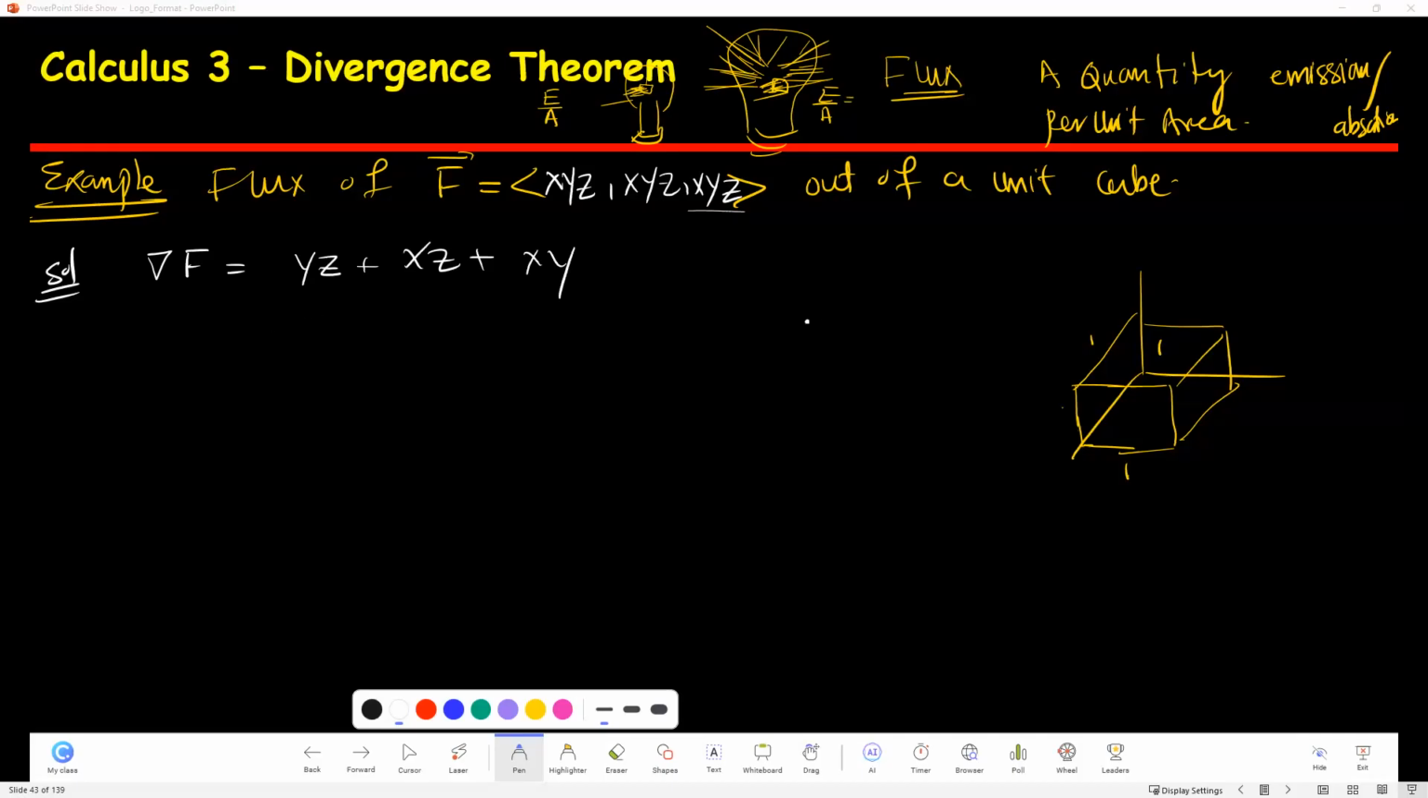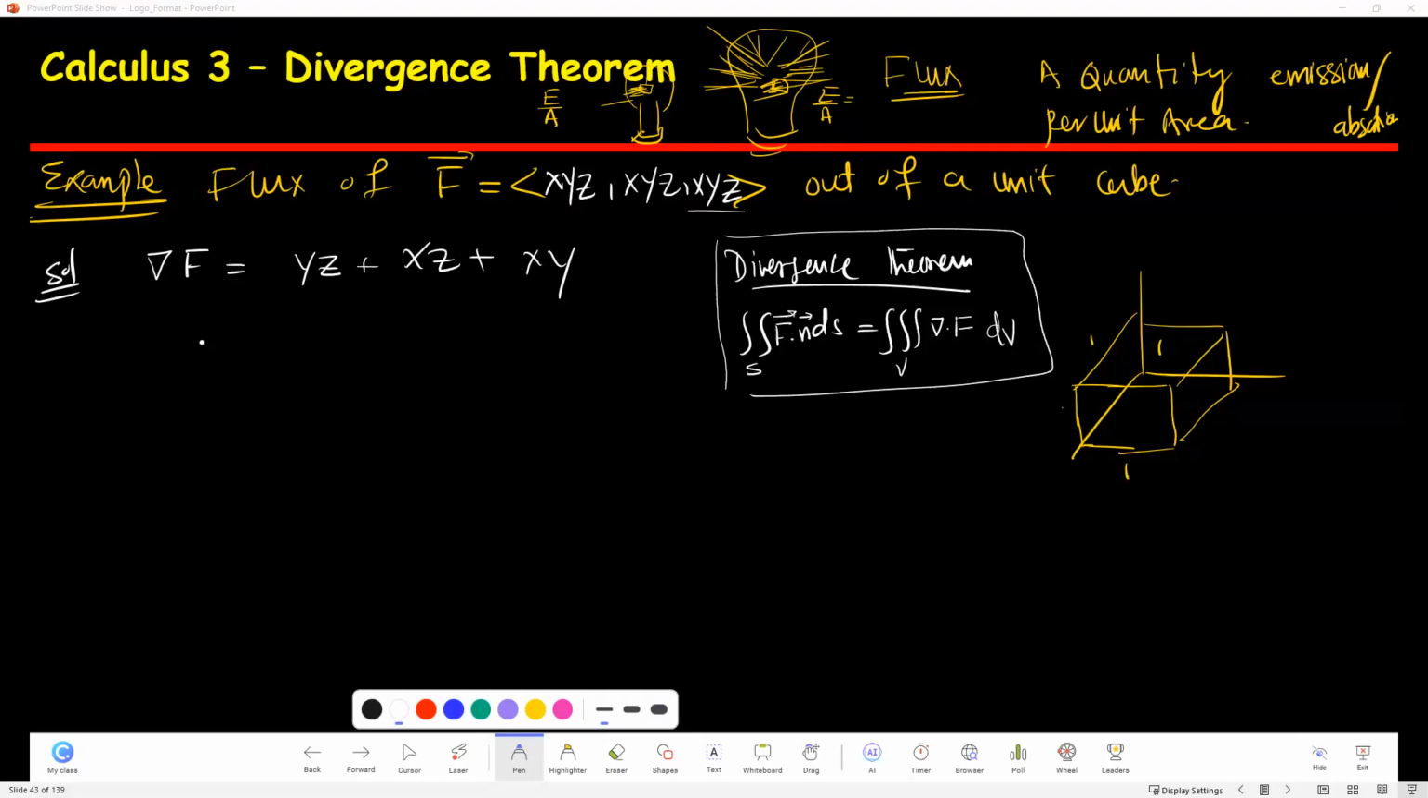Okay, and as per the divergence theorem, I'm going to write the divergence theorem real quick here so we remind ourselves what it is. F and dS are both vectors. The double integral of F dot dS equals the triple integral over V of the divergence of F dV. This is our divergence theorem. I'm going to apply the same thing here: the double integral of F dot dS equals the triple integral of my function, which is this, dot this, dV.